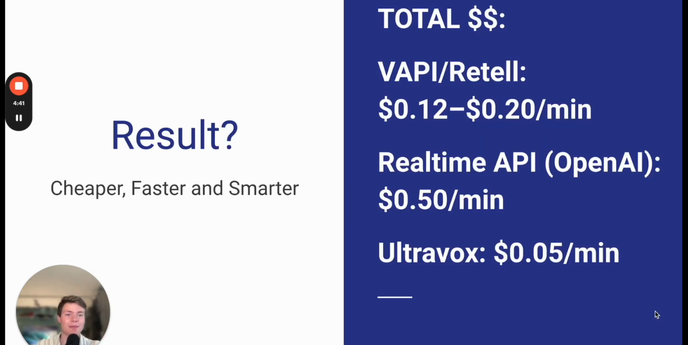As you can see here, VAPI is about 20 cents per minute. This is an average of my calls. And then the real-time API, 50 cents per minute, with Ultravox coming in at a total of 5 cents per minute for everything, which is absolutely unheard of.